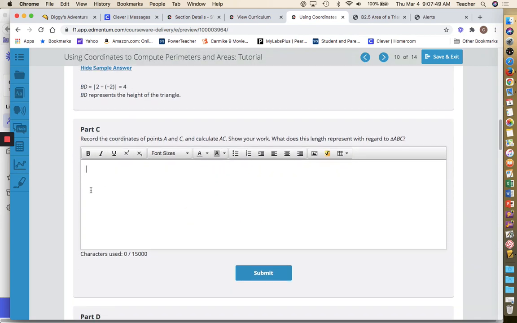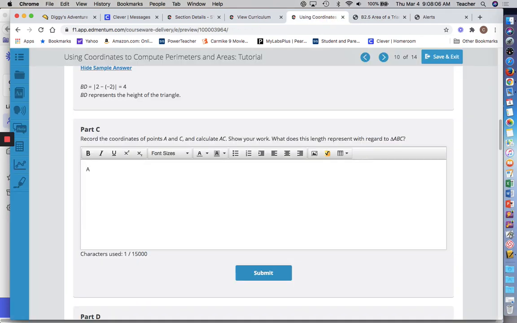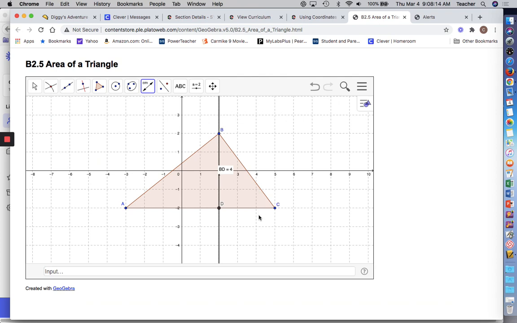Part C, record the coordinates of A and C and calculate AC. All right, so A is right here. So from the origin, we're going to go 1, 2, 3 to the left, down 2, which means A is the ordered pair (-3, -2). They also wanted me to find C. C is over here. So from the origin, we're going to go 1, 2, 3, 4, 5 to the right, down 2, which means C is (5, -2).